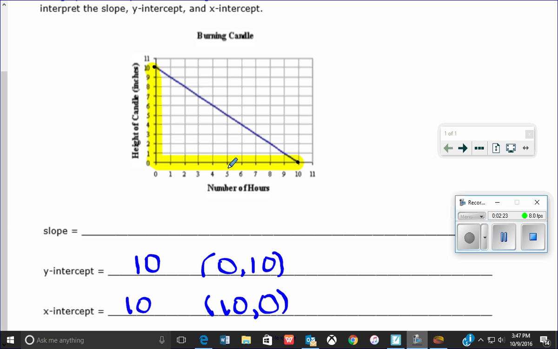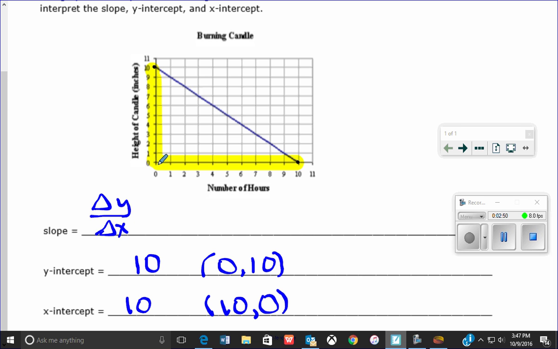At 5 hours, the candle is at 5 inches. And at 10 hours, where's the candle? It's all burned up. It's gone. It's over. So we need to write slope as a ratio. So change in y always goes on top over change in x.